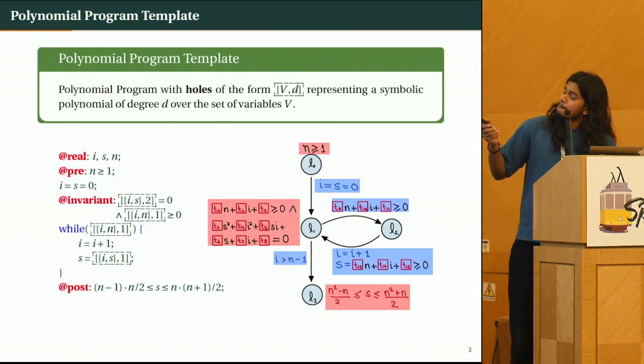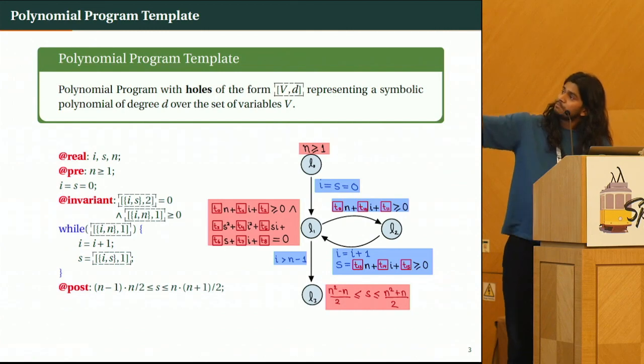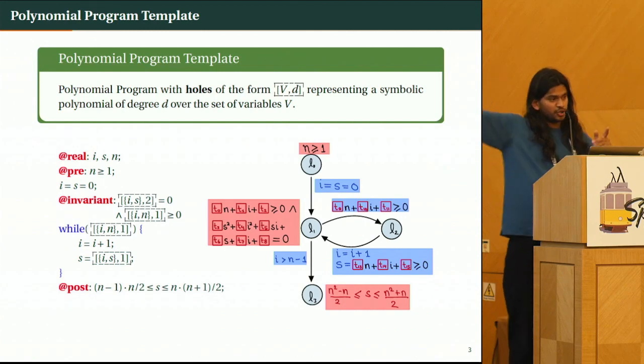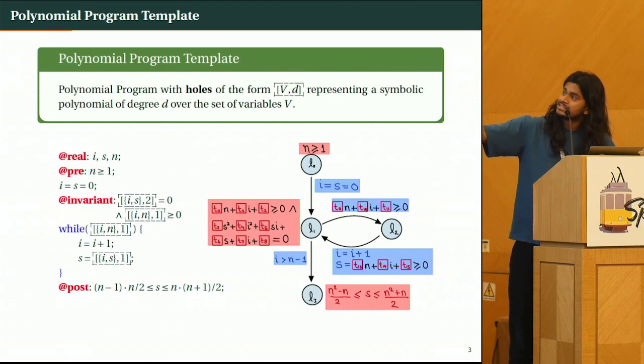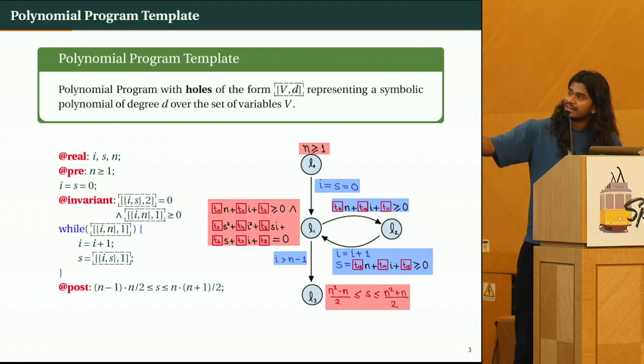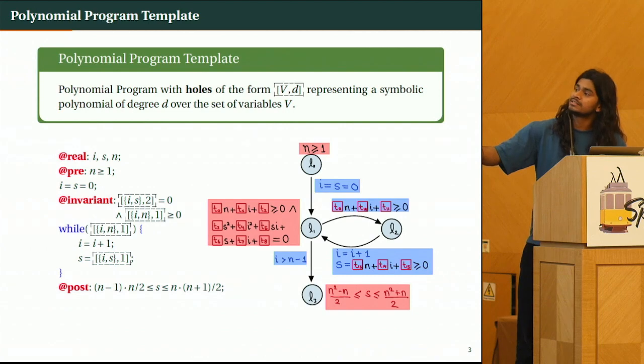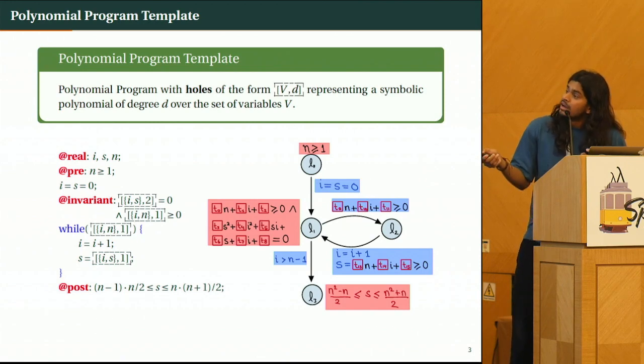Then we have a polynomial program template, which is what I showed you in the beginning, where you have some holes. It says you do something, but I don't know what the invariant is, I don't know what the while condition is, and I don't know how to assign S. But I know that S is a linear polynomial in the variables. Here I know that the invariant consists of a polynomial that is at most quadratic. And then you have a postcondition, which is again a polynomial expression.